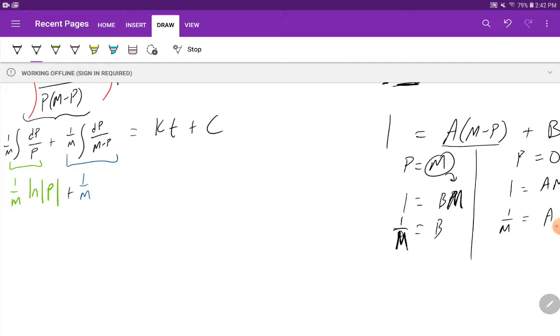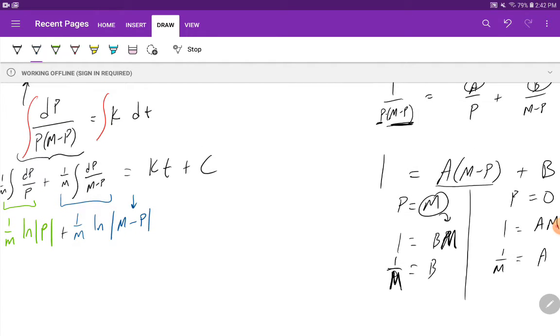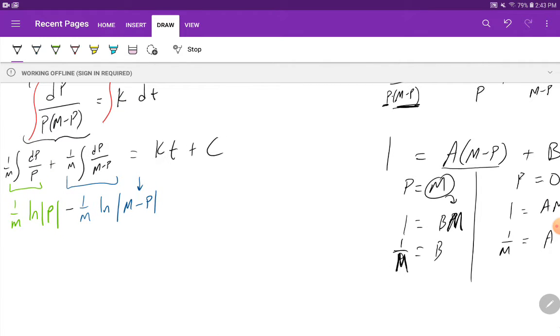Now, you've got to watch out. This is super duper tricky. You get ln of absolute value of m minus p, but because of that minus sign, we have to account for a chain rule, which causes a negative to come out. Oh, I know, right? It's crazy. The right side stays exactly the same. We didn't really do anything to the right side.